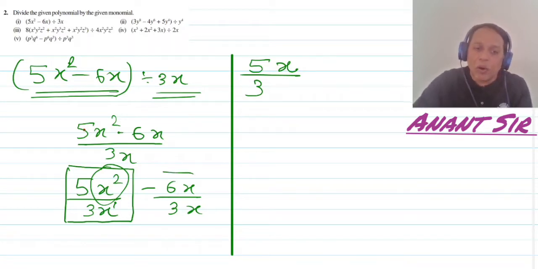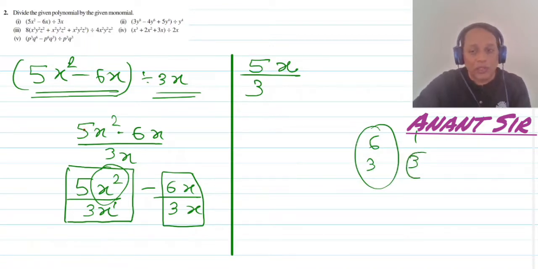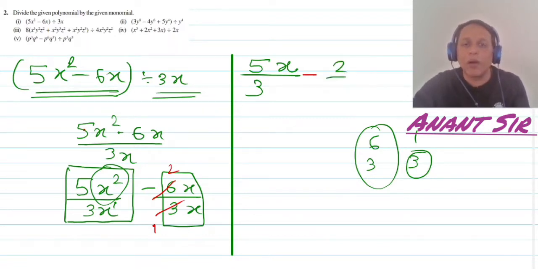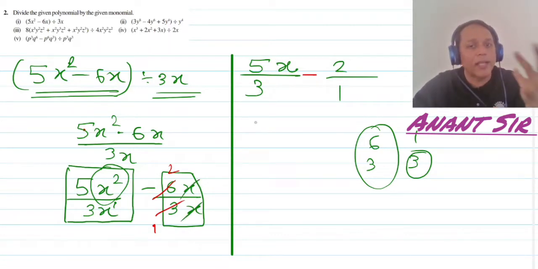Now what about this 6 and 3? 6 and 3 are divisible by 1 and 3 only. So 3 is the greatest common divisor. So we will divide both by 3. So 3 ones are 3, 3 twos are 6. So it becomes minus 2 by 1. What about x? There is only one x in numerator and denominator both. So x gets cancelled. So no x remains here.